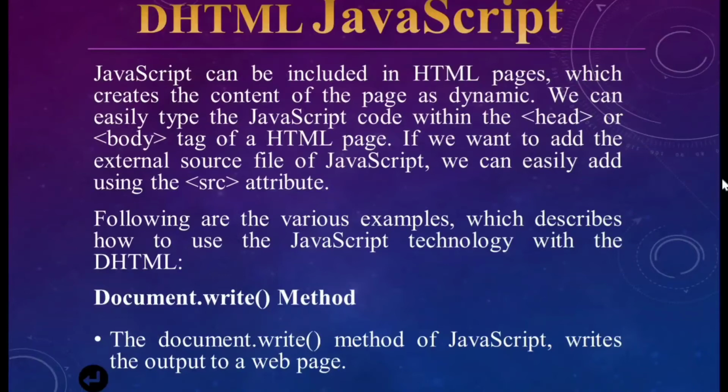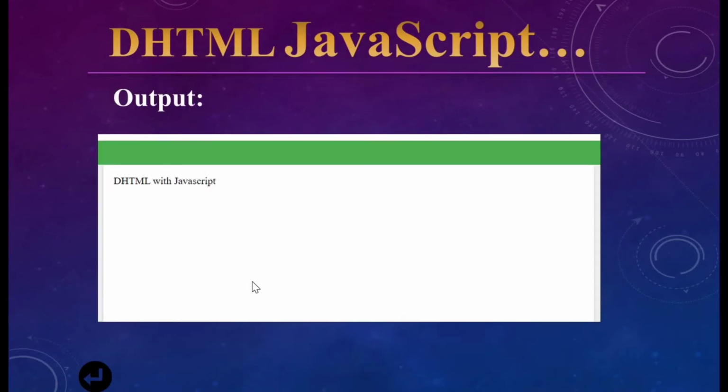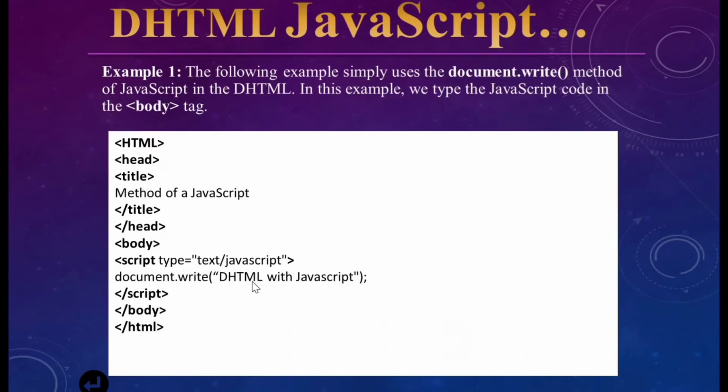In the next example we can see a simple program. Here in the script we have written the type as JavaScript. In that, document.write is called; document is the current window page, and write is a function of that object. In write we have written, in double quotes, dynamic HTML with JavaScript. In the output screen, when we run this HTML file in Chrome, we can see dynamic HTML with JavaScript. It's a simple program where we can write anything in write, and it will be shown in the output screen.